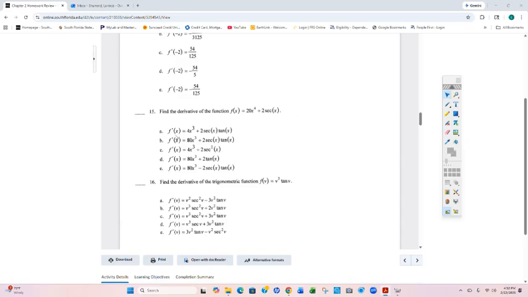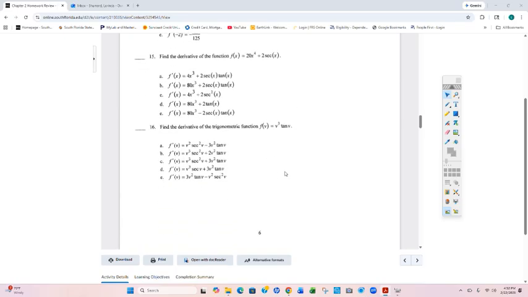Answer A, f prime of x equals 4x cubed plus 2 secant x tangent x. Answer B, f prime of x equals 80x cubed plus 2 secant x tangent x. C, f prime of x equals 4x cubed plus 2 secant squared x. D, f prime of x equals 80x cubed plus 2 tangent x. And E, f prime of x equals 80x cubed minus 2 secant x tangent x. The answer number 15 is B, and that is from section 2.3.